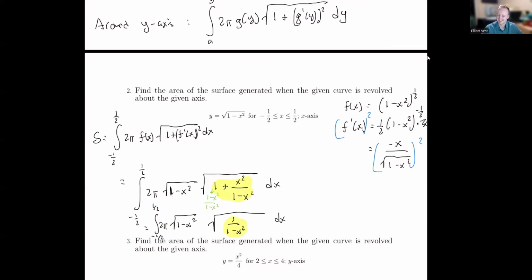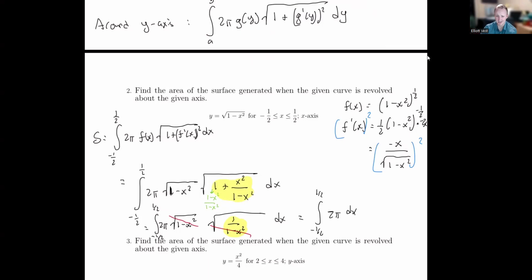I'm kind of all over the place right now, right? But one thing that's super nice in this problem is that we have a 1 minus x squared square rooted in the numerator and that same thing in the denominator. So those things end up canceling out, and we're left with just square root of 1 or 1. So this is the integral from negative 1/2 to 1/2 of 2 pi dx.